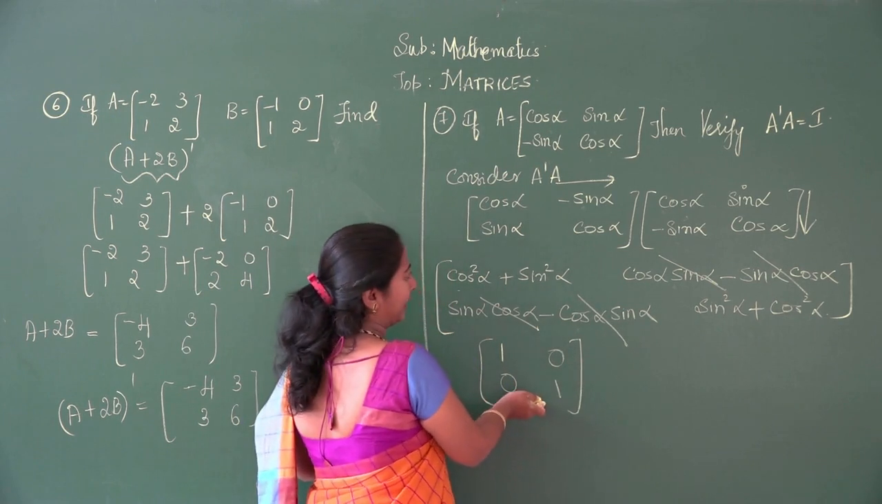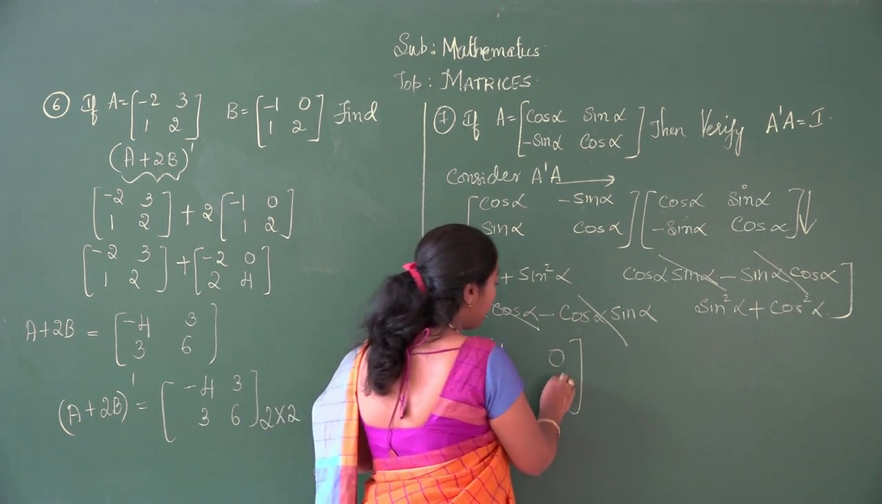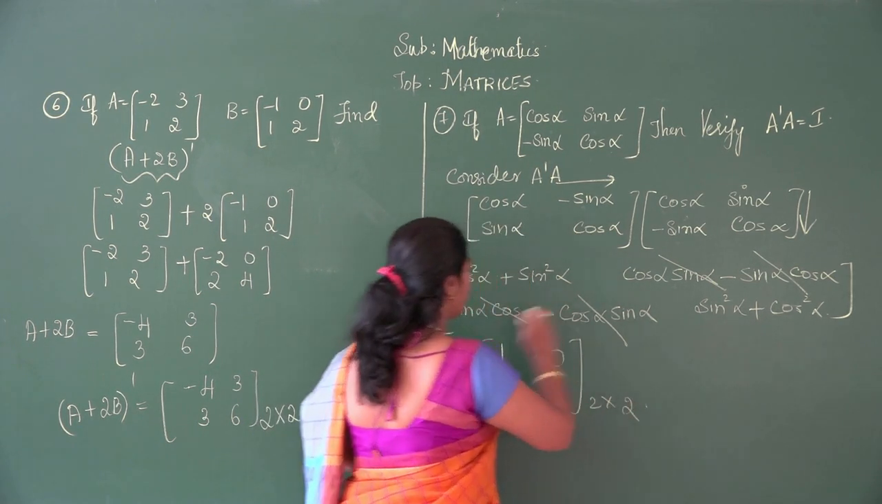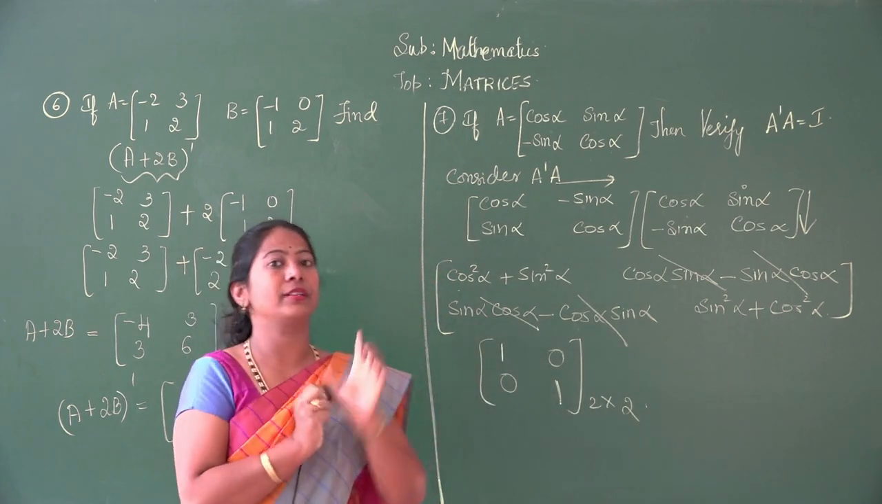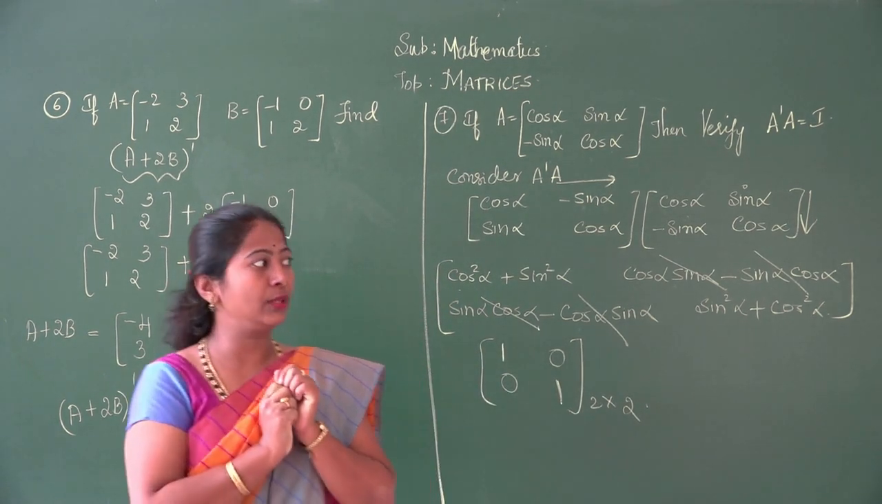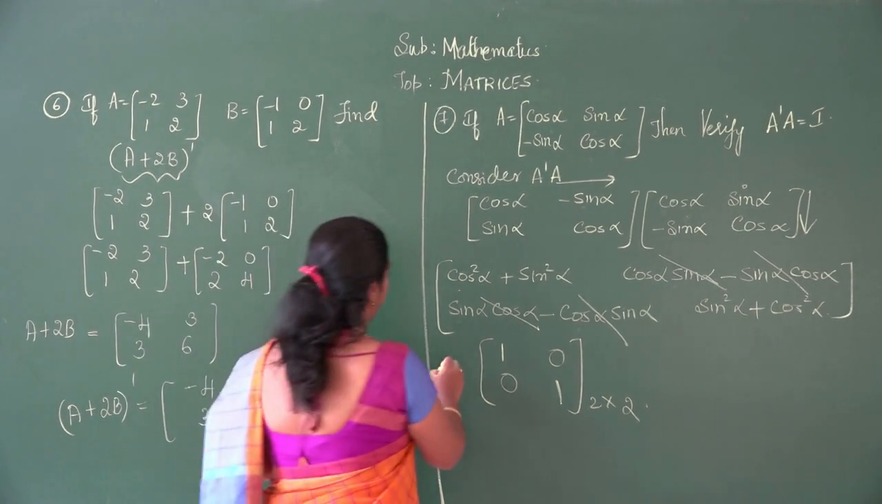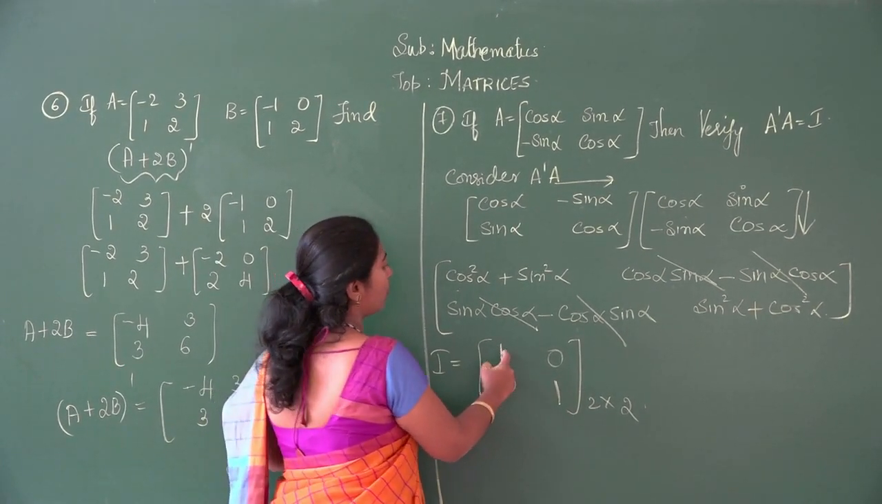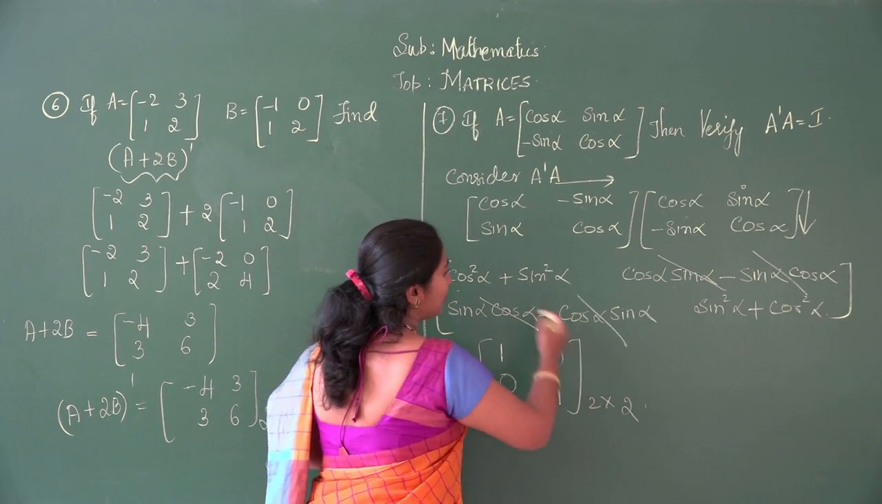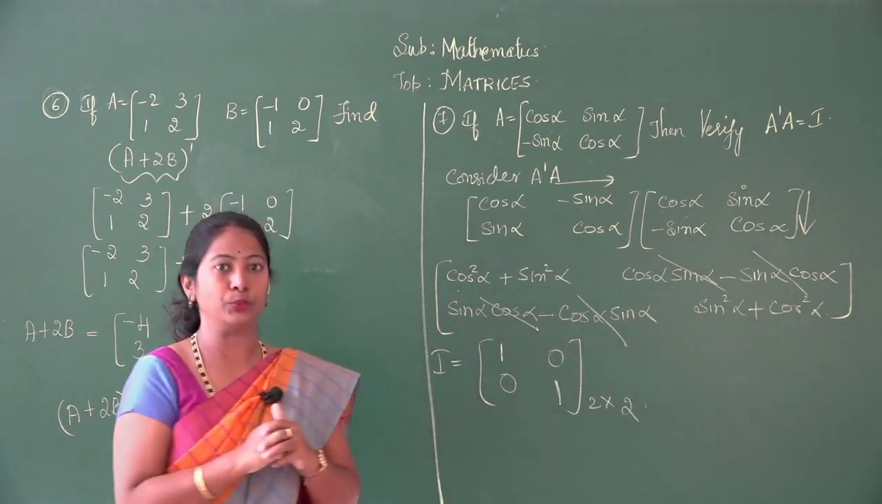This is called what matrix? This is nothing but the identity matrix of order 2 cross 2. How do we denote the identity matrix or unit matrix? Always denoted by capital I. Therefore, I is equal to [1, 0; 0, 1], which is of order 2 cross 2.